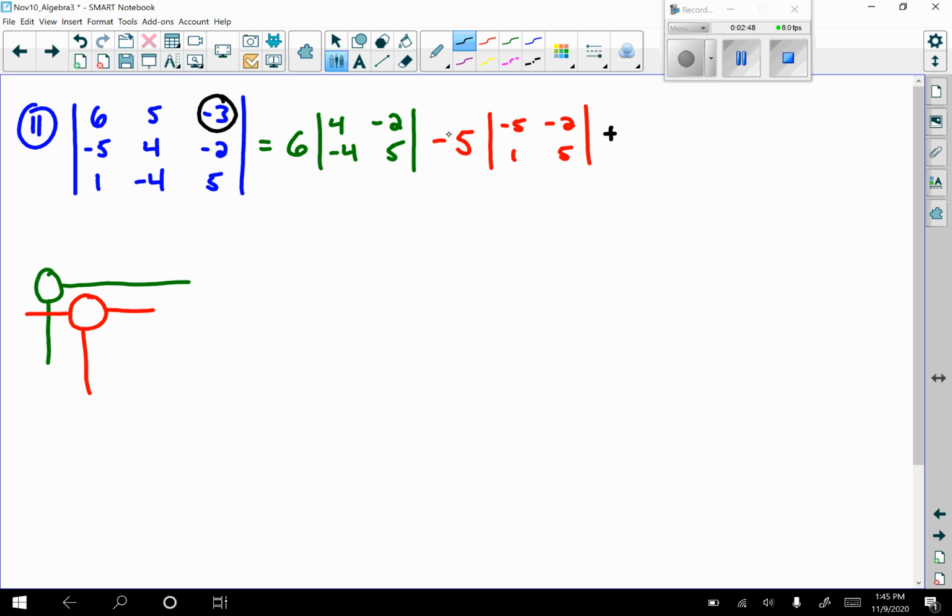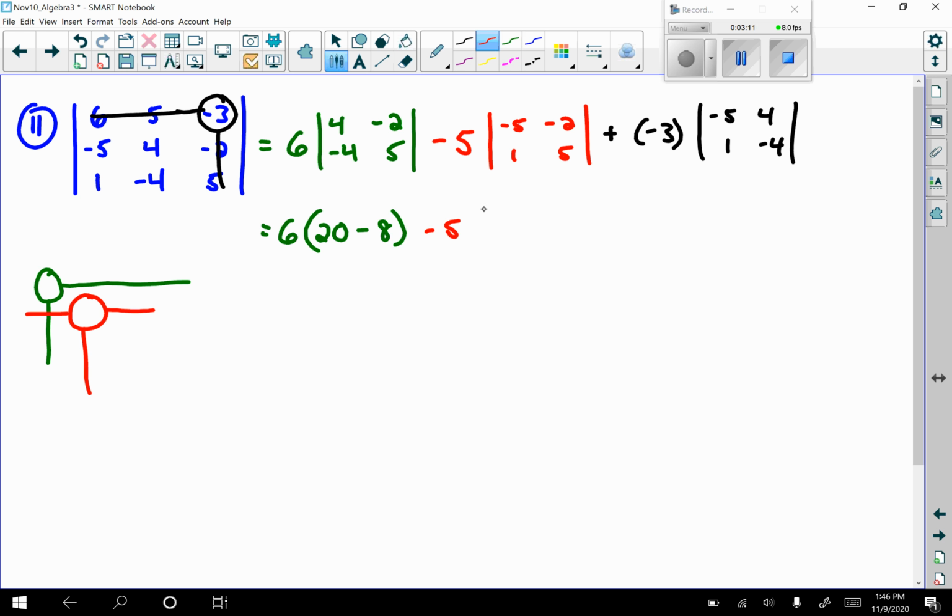The only one in the middle here, the second one, we take the opposite of. So I'm going to put the negative 3 here times the determinant, and we cross out the row and the column of negative 5, 4, 1, negative 4. So now this becomes 6 times, going downward here, we're going to get a 20. Minus, going upward here, we're going to get an 8. Then we're going to have minus 5. Going downward here, we're going to get a negative 25. Going upward here, we're going to get minus a negative 2.